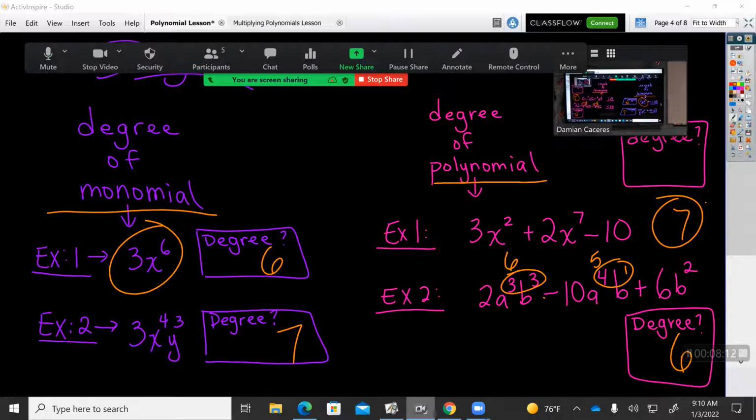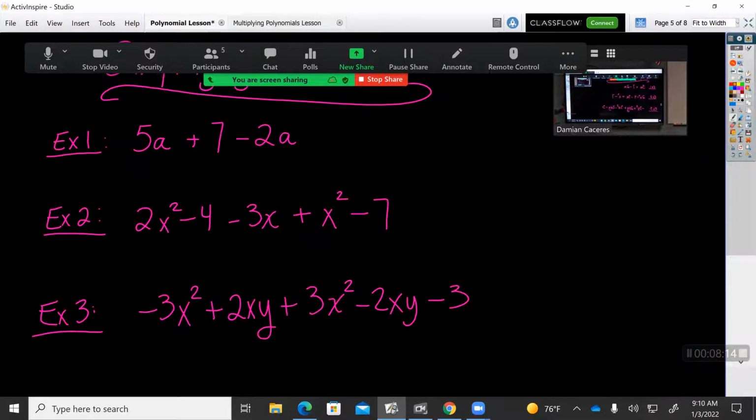All right, let's go to the next page here. Now, we're not going to do this page. We're just going to kind of refresh your memory on it. Collecting like terms, we've done so many times in this class. We're not going to do it a fourth time.